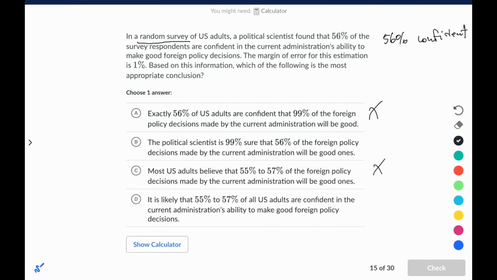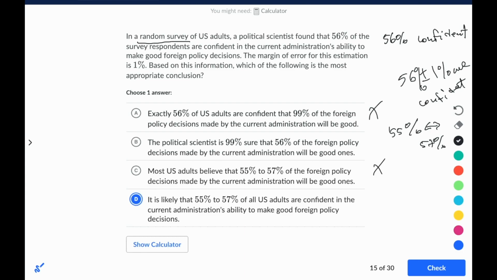It is likely that 55% to 57% of all US adults are confident in the current administration's ability to make foreign policy decisions. Now, this is correct because a margin of error of 1% would say that 56% plus or minus 1% are confident. So this would put it in a range between 55% and 57% of US adults that are confident. So D should be the correct answer.